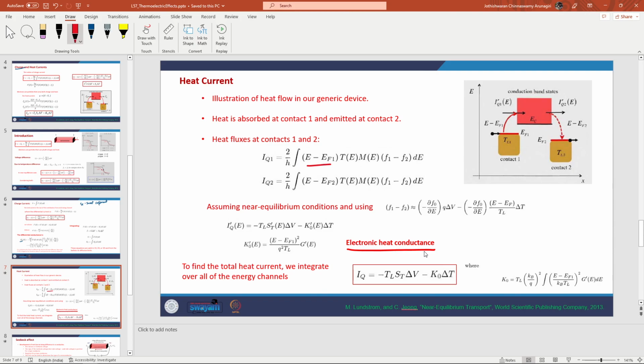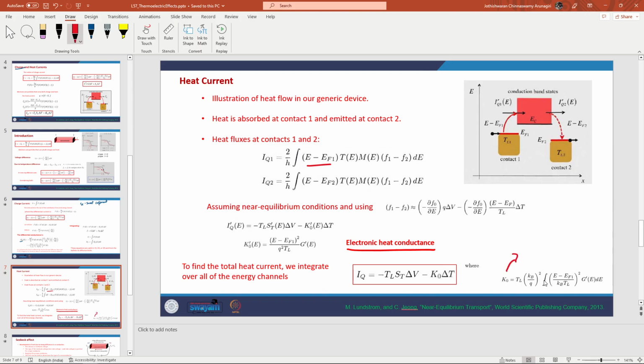So in this case, I think this is the Peltier coefficient, K naught. I'm sorry, I do not remember the name yet. I think one of the later slides will have the name for K naught. So again, following the same scheme of derivation, we will arrive at this particular expression.